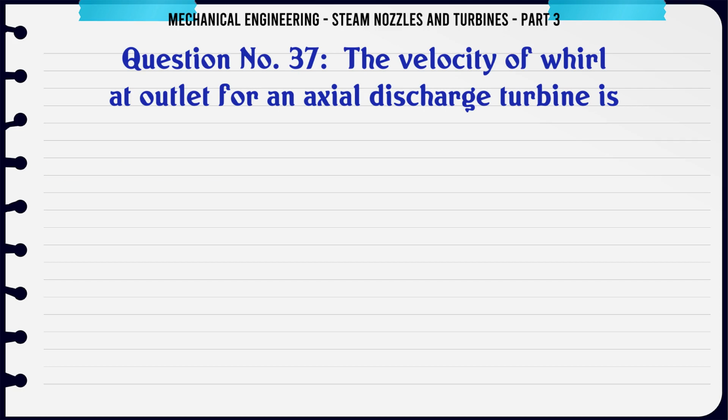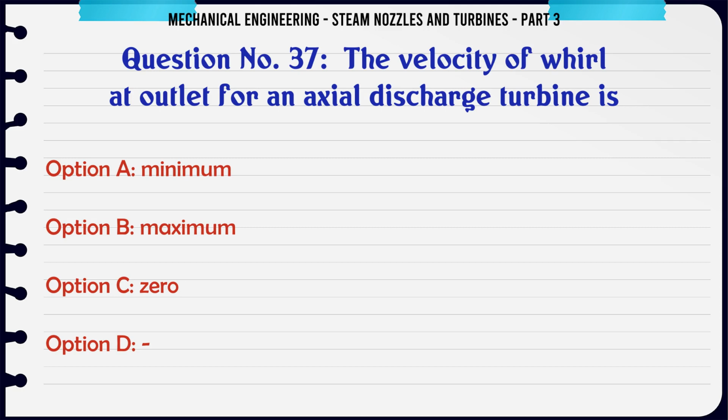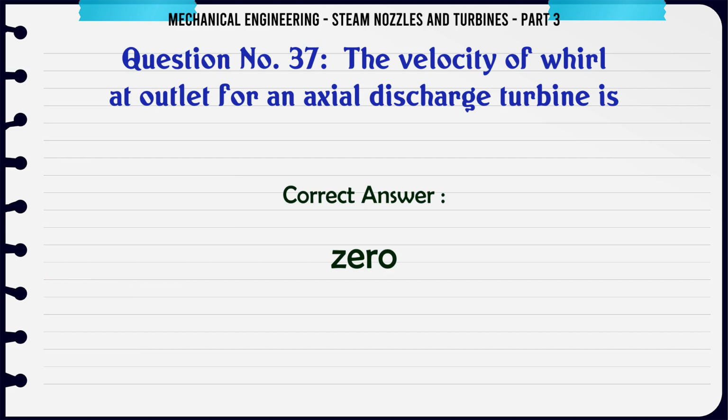The velocity of whirl at outlet for an axial discharge turbine is A. minimum. B. Maximum. C. 0. The correct answer is 0.